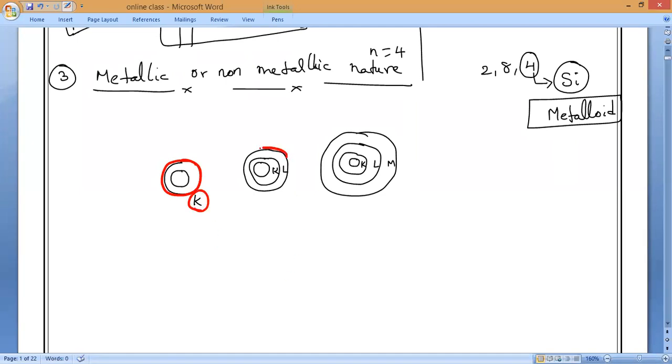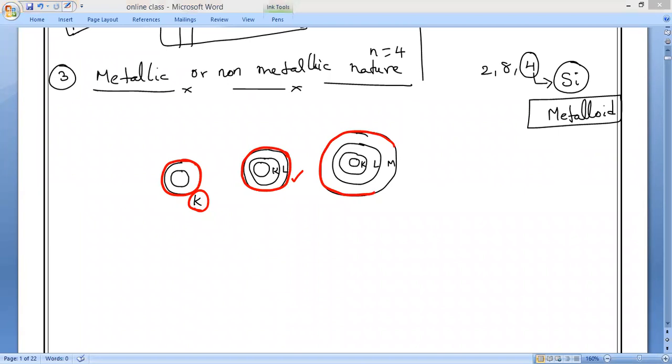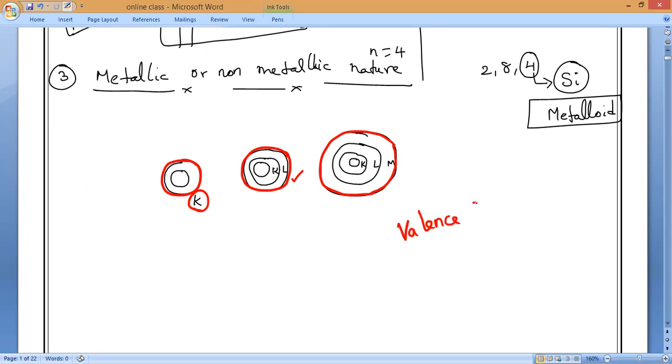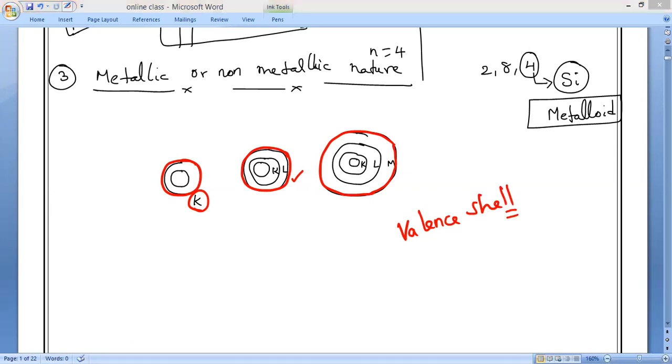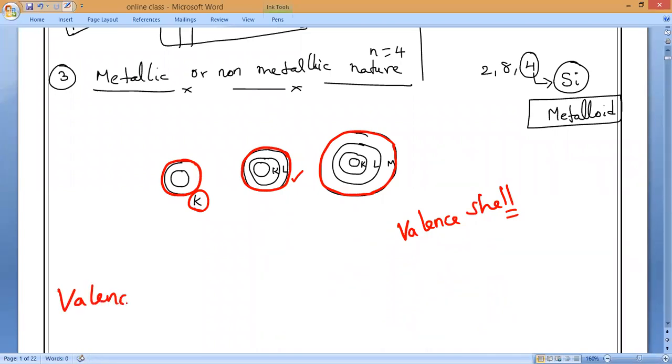But here what is the valence shell, everybody? L shell. And here what is the valence shell? M shell. That is what you have to remember. Whatever atom you are doing, the last shell, the outermost shell, we call the valence shell. Please keep writing valence shell. That is the definition. In today's class, we are going to make that valence shell.